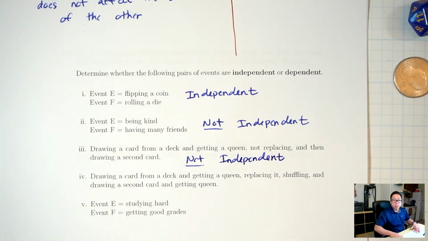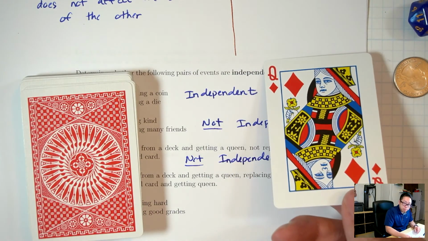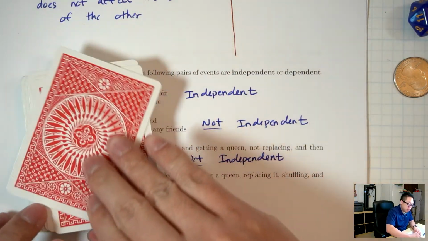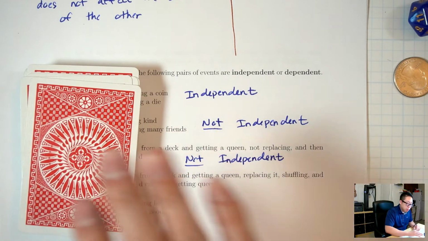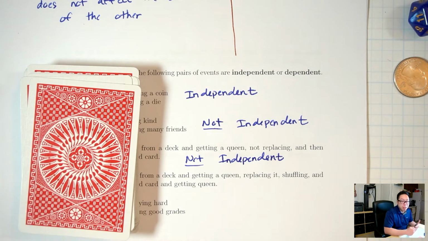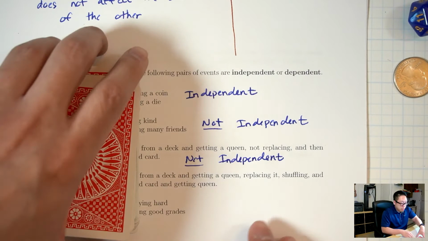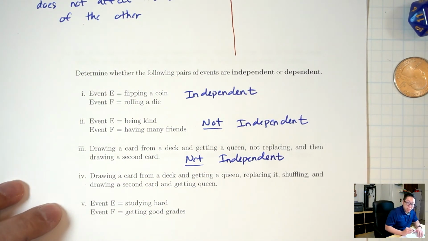Next one, drawing a card from a deck of cards, getting a queen, replacing it, shuffling, and then drawing a second card and getting a queen. So this one, I'm drawing a card, getting a queen, I'm putting it back, shuffling, and then I'm drawing a second card. So putting it back and reshuffling just resets the situation, right? So whether or not I get a queen on that first draw, because I'm putting it back and I'm reshuffling, it resets the situation and it doesn't affect whether or not I get a second queen on the second draw. So putting it back and reshuffling is going to make this independent.